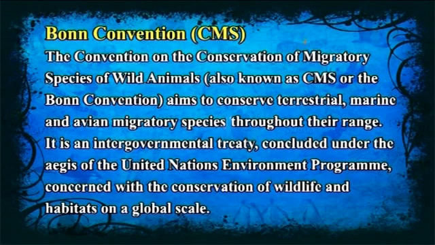Bonn Convention (CMS). The Convention on the Conservation of Migratory Species of Wild Animals, also known as the CMS or Bonn Convention, aims to conserve terrestrial, marine, and avian migratory species throughout their range. It is an intergovernmental treaty concluded under the aegis of the United Nations Environment Programme, concerned with the conservation of wildlife and habitats on a global scale. The convention was signed in 1979 in Bonn, hence named after that, and entered into force in the year 1983.